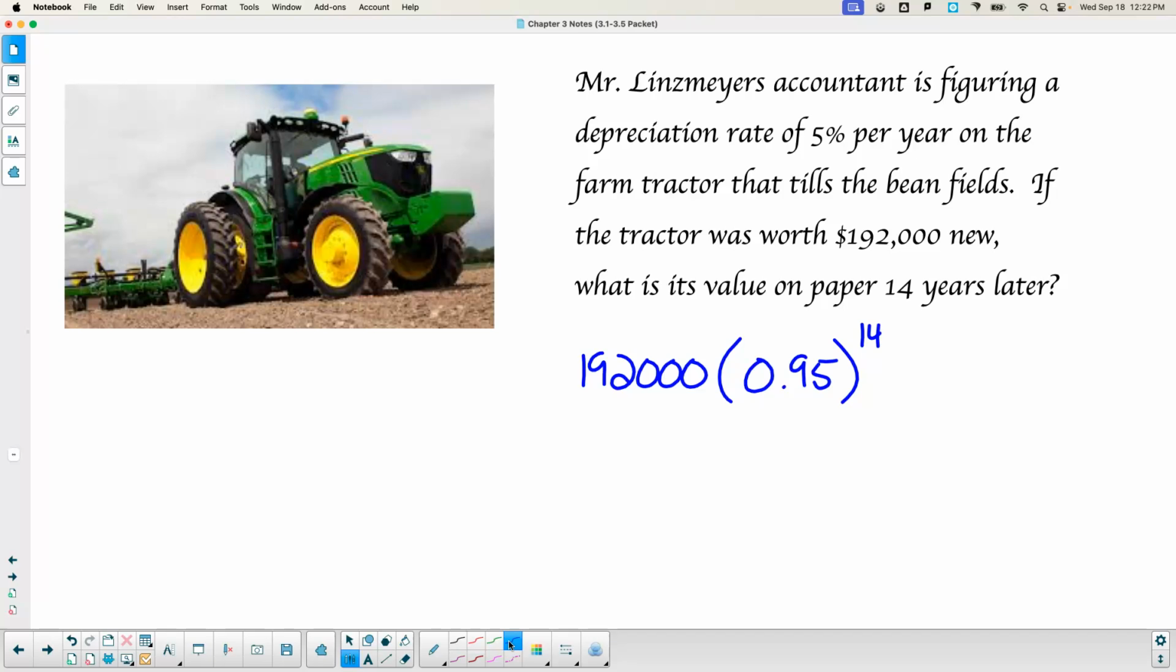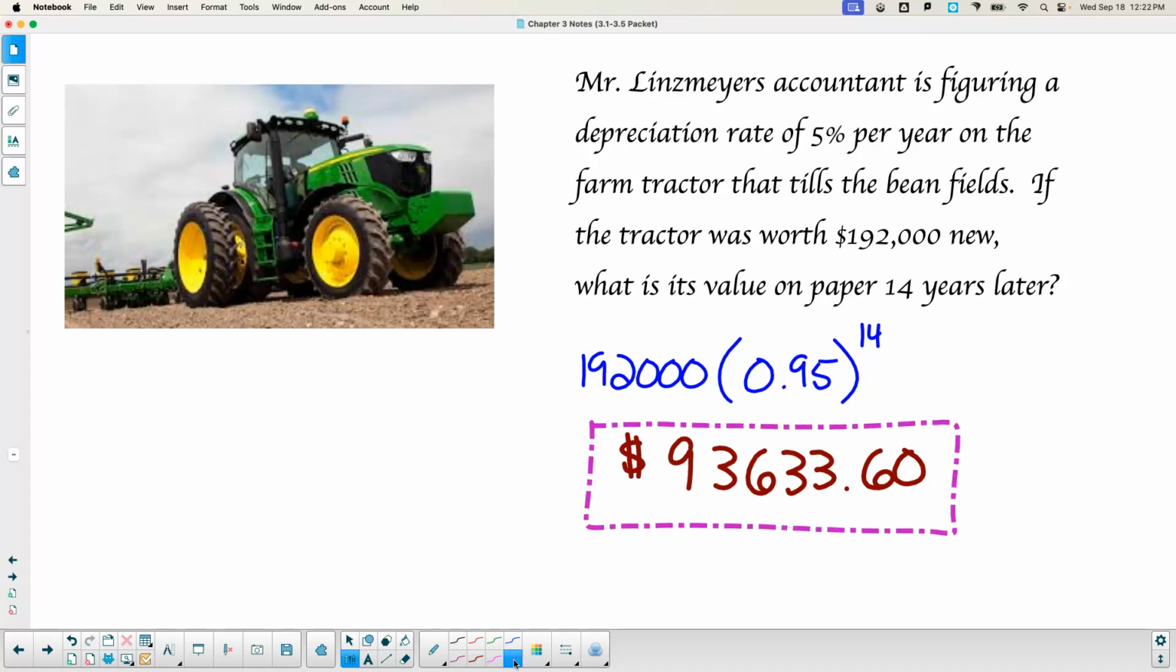Oops, I threw my calculator on first. 0.95 raised to the 14th power gives me that, times 192,000 gets me, I get 93,633.60. Concur? Yes? You did what? Okay.